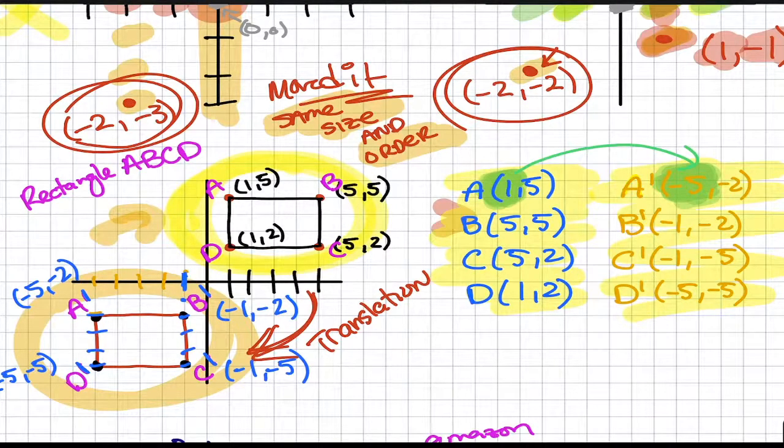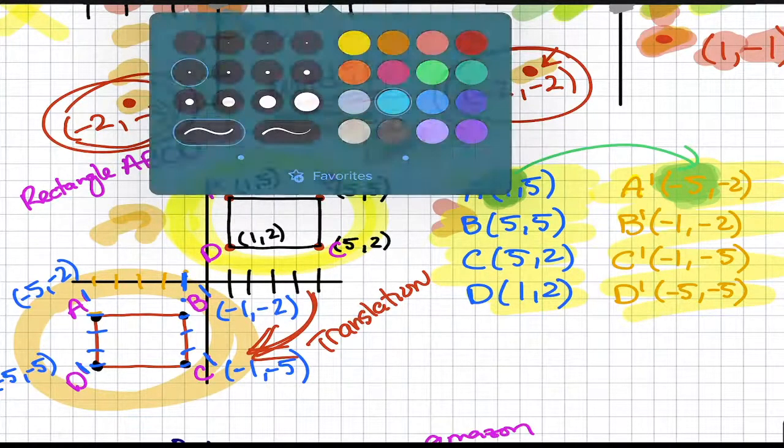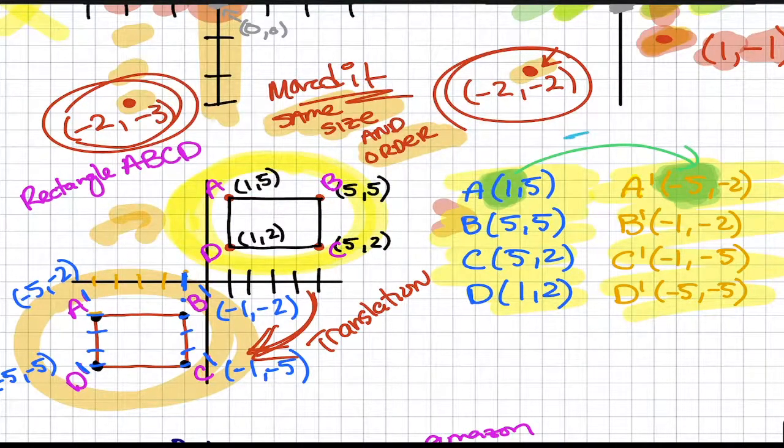Okay, hopefully you can see that you had to subtract. To go from 1 to -5, you gotta subtract. What do you subtract in order to go from 1 to -5? Okay, you subtract 6. Hopefully you can see that.